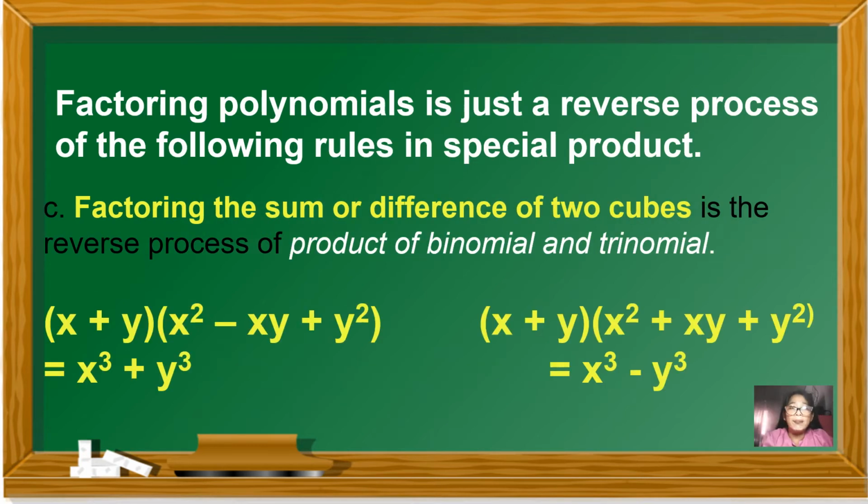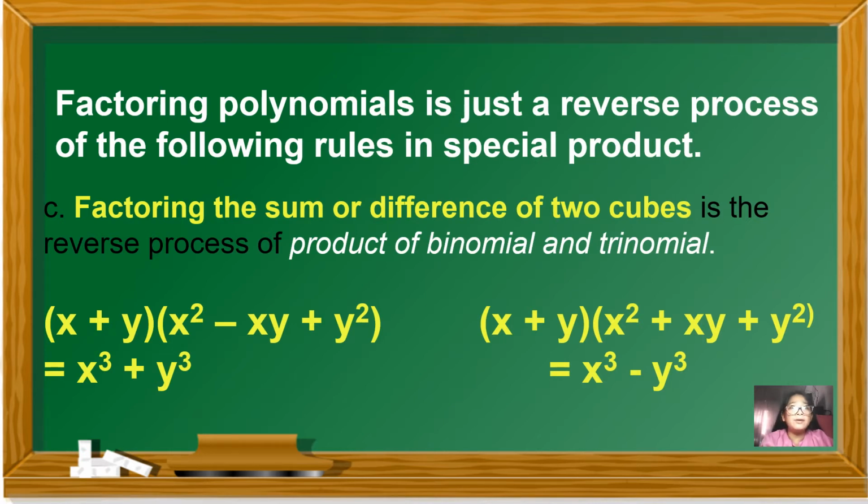Okay, next type of factoring is factoring the sum or difference of two cubes. Here we have the sum, x cubed plus y cubed, so this is under the sum of two cubes, and then we have minus, x cubed minus y cubed, so this is the difference of two cubes, and it is the reverse process of the product of a binomial and a trinomial.